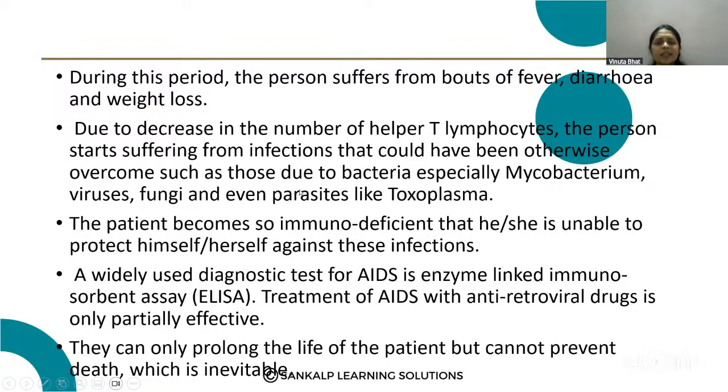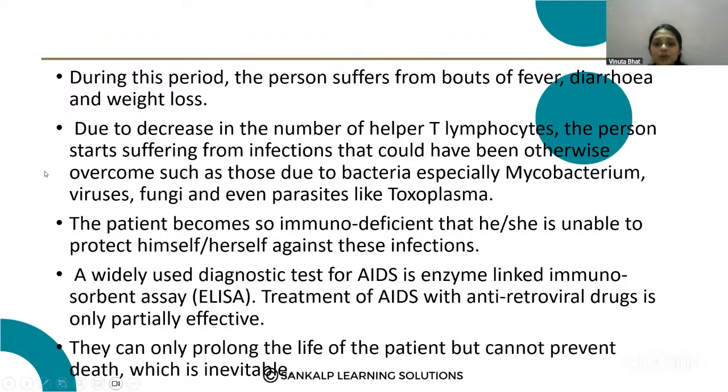So many bacteria, mycobacterium, viruses, fungi, so any foreign particles, foreign organisms that enter into our body, it is not able to resist that. So the person's immune system is decreased, right? So it is called immunodeficiency, acquired immunodeficiency syndrome.